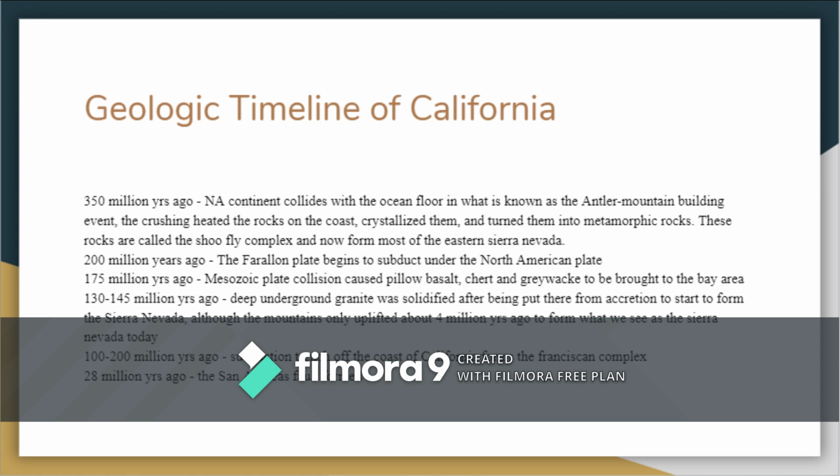130 to 145 million years ago, deep underground granite was solidified after being put there from accretion to start to form the Sierra Nevada, although the mountains only uplifted about 4 million years ago to form what we see now. 100 to 200 million years ago, a subduction trench off the coast of California formed the Franciscan complex. 28 million years ago, the San Andreas Fault formed.